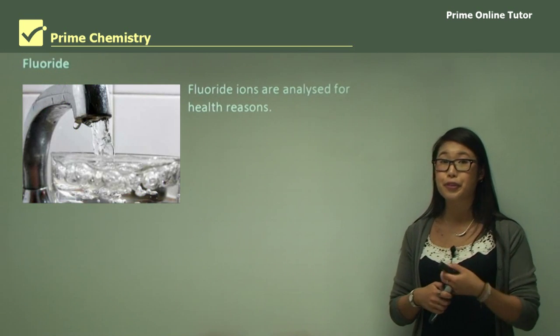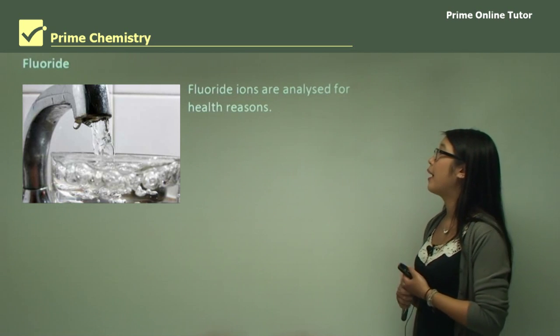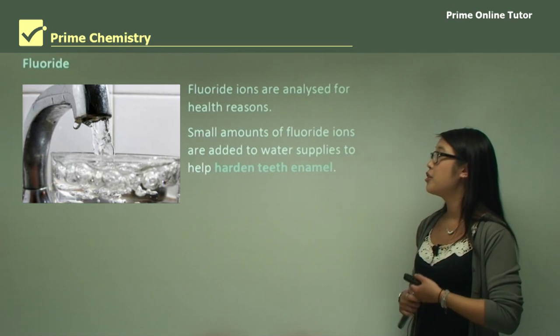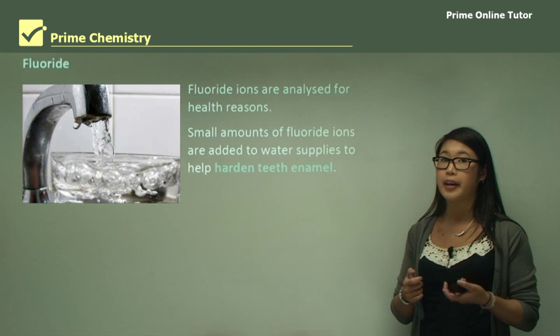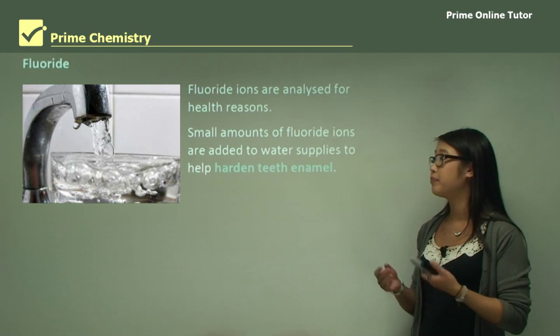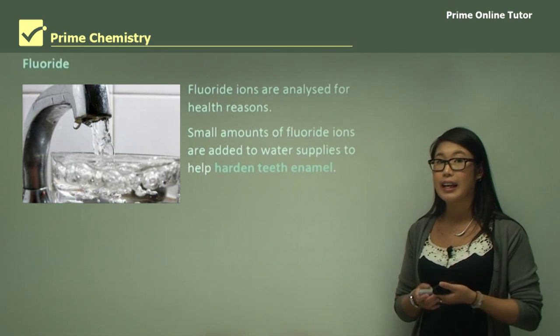Next, we're going to look at fluoride. Fluoride is found in our water, and these ions are analysed for health reasons. We need small amounts of fluoride in our water so we can help harden our teeth. In places that don't have fluoride in their drinking water, the people tend to have softer teeth and they get more cavities.